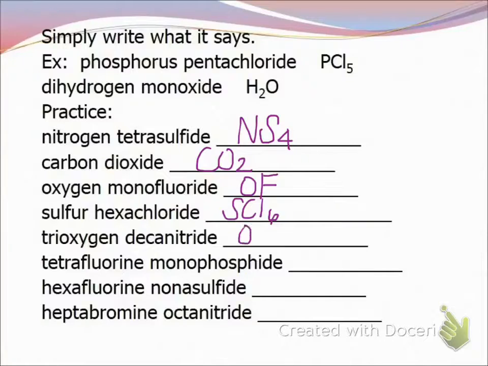Trioxygen, so that means oxygen is 3, decanitride, is N, and then deca was 10. And then we have tetrafluorine, so we would have F4, monophosphide, mono means 1, so we would just have a P. Hexafluorine, nonasulfide, and heptabromine, octanitride. Y'all try that for a second.